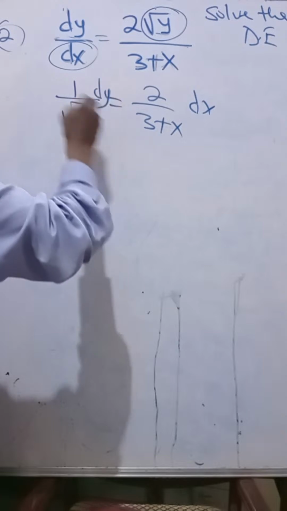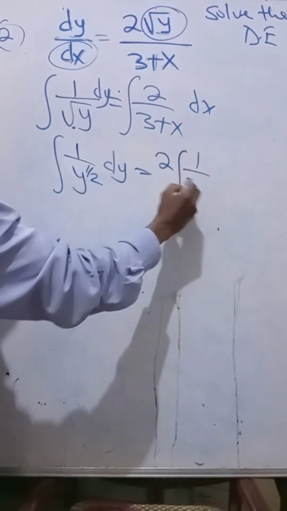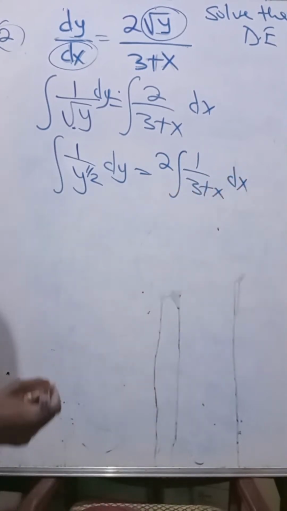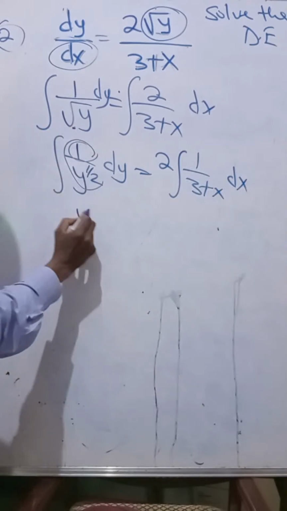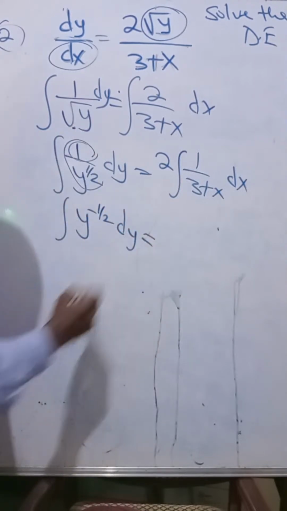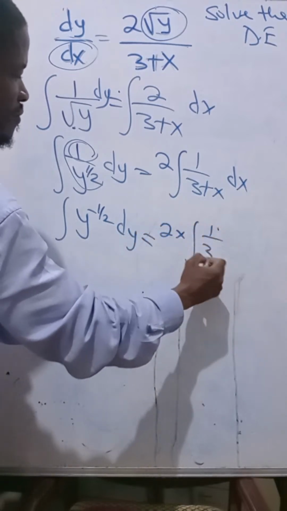The y. And then introduce your integral sign. That's 1 over 3 plus x dx. Okay, then can you also do the algebra? Remove this 1 over, that's y to power minus half dy. Okay, and then 2 times what? 2 times integral of this.